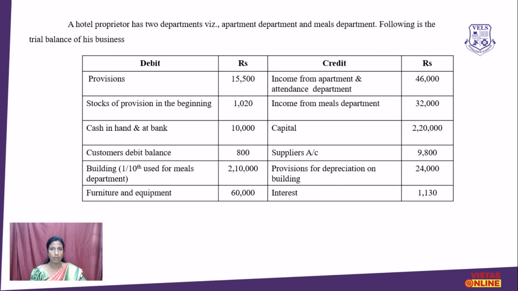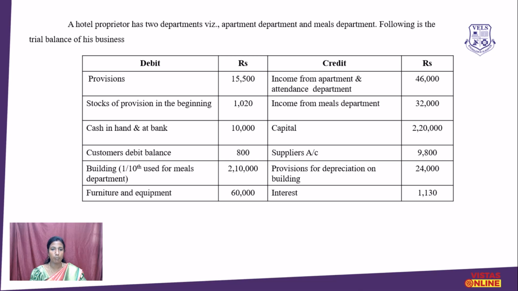That is the problem. A hotel proprietor has two departments: the apartment department and the meals department. Following is the trial balance of his business. Debit and credit, both sides are included. Provisions 15,500. Stock of provisions in the beginning 1,020. Cash in hand at bank 10,000. Customer debit balance 800. Building, 1/10 used for the meals department, 2,10,000.